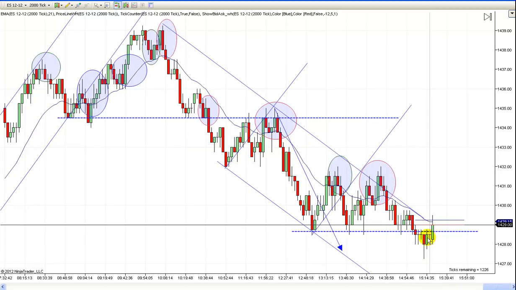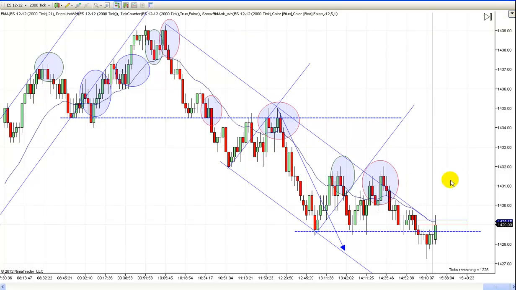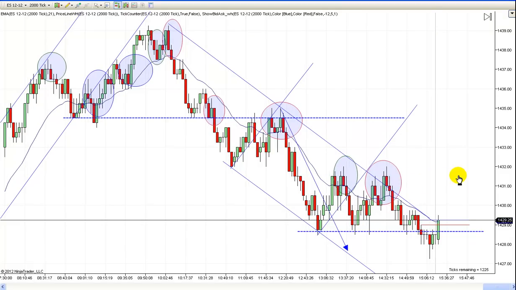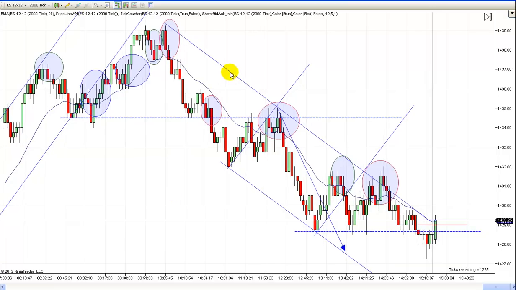But I think I gave back a point or so right there. But I entered way up here, so it was a runner, so it was okay. But again, I gave back some more money rather than just exit and take what I had.